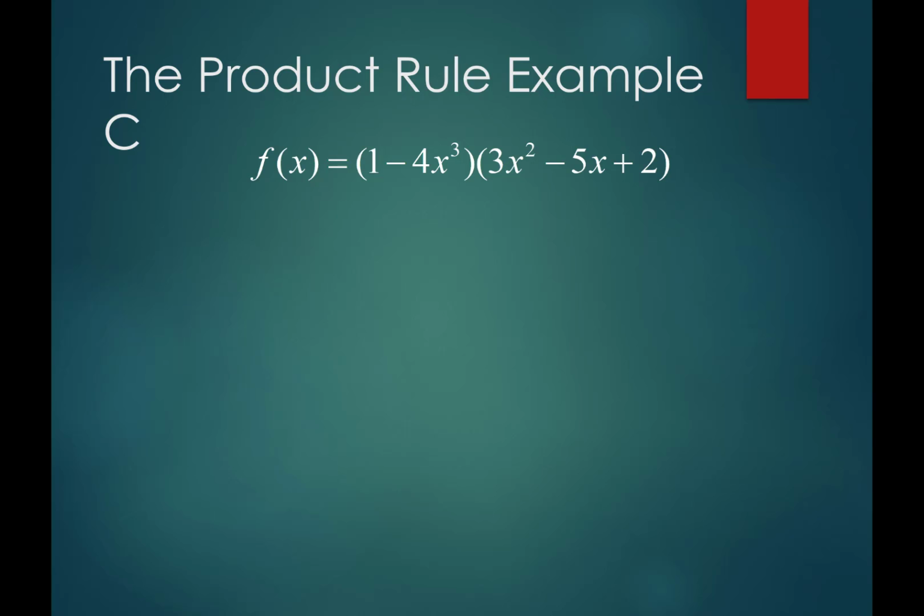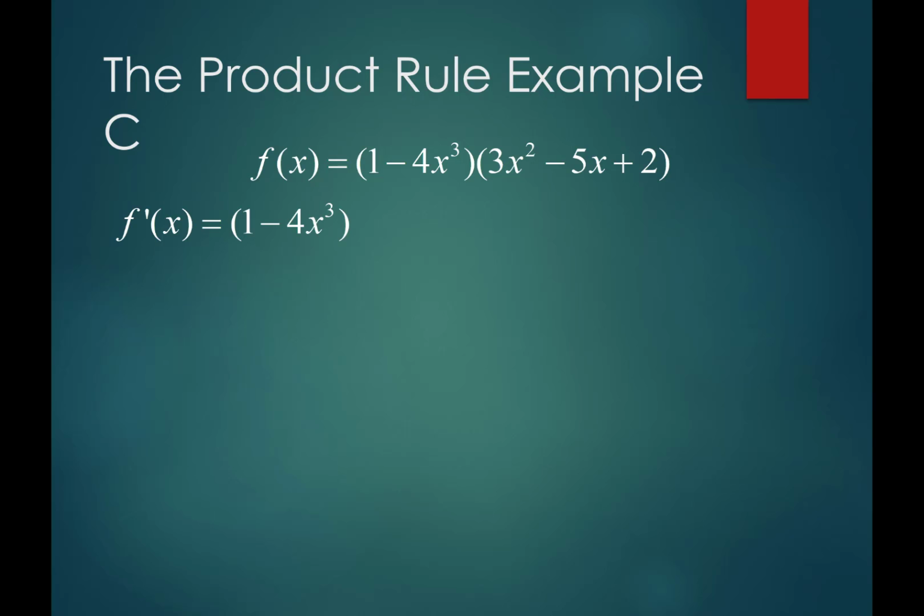I got 1 minus 4x cubed in one parentheses. In the second parentheses, I got 3x squared minus 5x plus 2. Now, again, I have two different functions, one in the first parentheses, one in the second parentheses. And I'm going to treat them as a product, and then I'm going to differentiate using the product rule. So I'm going to write the first, differentiate the last, plus the last, differentiate the first. So let's put it into action.